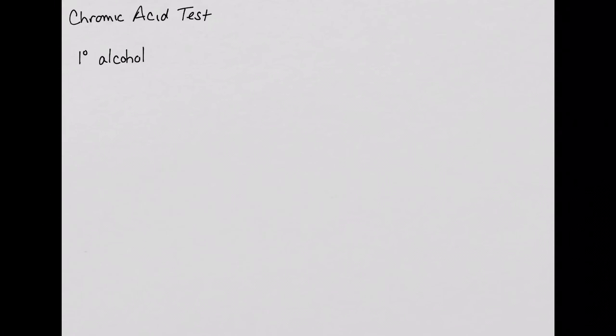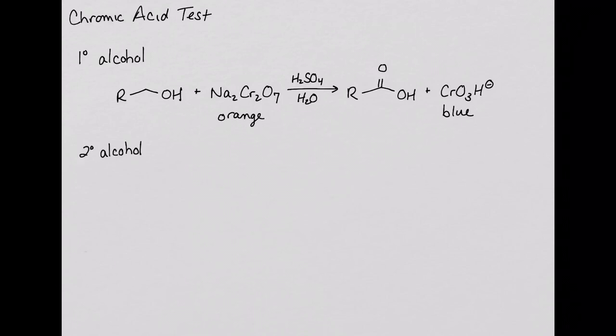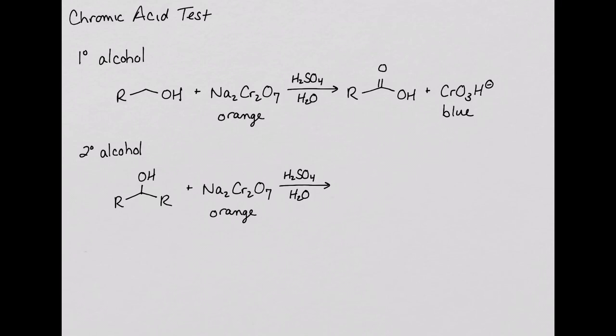If we place a primary alcohol in solution with sodium dichromate in the presence of sulfuric acid and water, the solution starts out with an orange color. However, as the primary alcohol is oxidized, the chromium becomes reduced. The reduced chromium has a blue color. Therefore, through this color change, we can discern that a primary or secondary alcohol must have been present. The same color change will occur if a secondary alcohol is in solution. As the oxidation of the secondary alcohol occurs, the solution turns blue, again indicating the presence of an oxidizable alcohol.